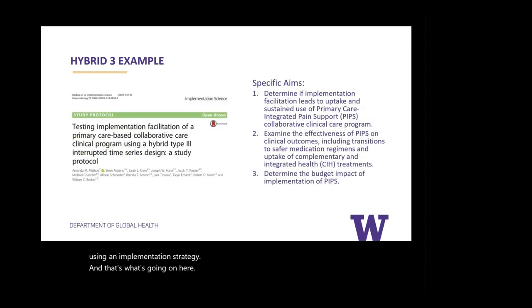And finally, here's an example of a hybrid 3 study. Interestingly, this study employed a quasi-experimental design rather than an experimental design, specifically an interrupted time series design. Here, the primary aim is to determine if implementation facilitation leads to uptake and sustained use of primary care integrated pain support, or PIPS. It's a collaborative clinical care program.